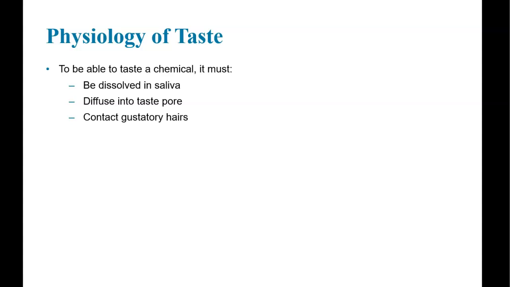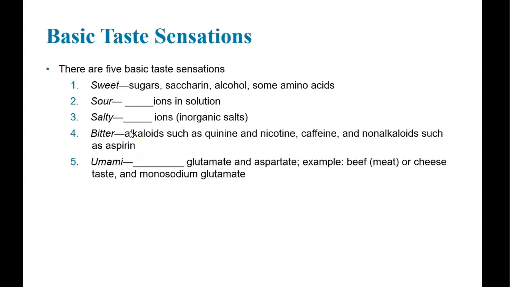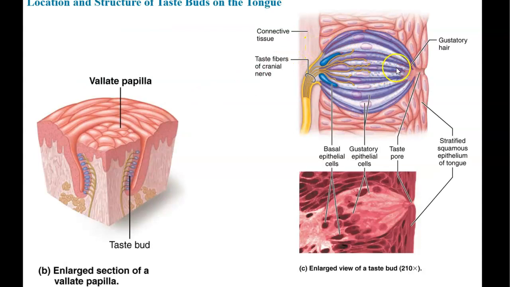So to be able to taste, the chemical has to dissolve in saliva, and then it has to diffuse into the taste pore. And then there, it has to contact the gustatory cell, the gustatory hairs, which are these.